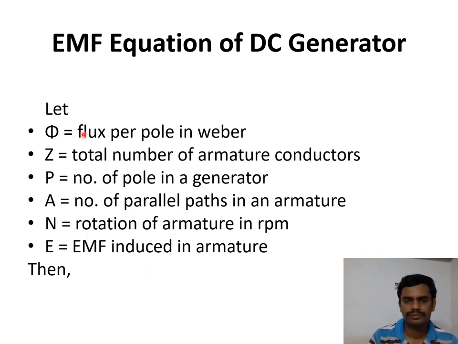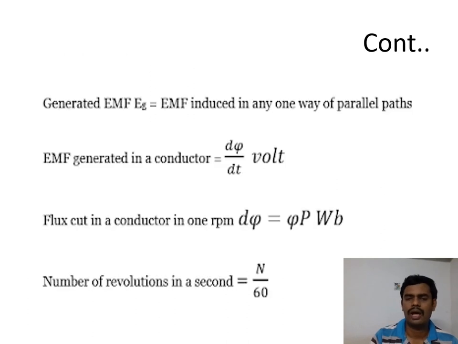So coming to the EMF equation of a DC generator, this is the derivation. Let phi be the flux per pole in Webers, Z the total number of armature conductors, P the total number of poles in the DC generator, A the number of parallel paths in the armature, N the rotation of the armature in RPM, and E the EMF induced in the armature. Then the generated EMF Eg is equal to the EMF induced in any one of the parallel paths. The EMF generated in a conductor according to Faraday's laws is equal to d phi by dt volts.